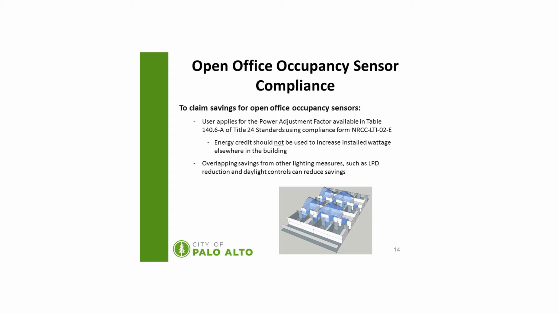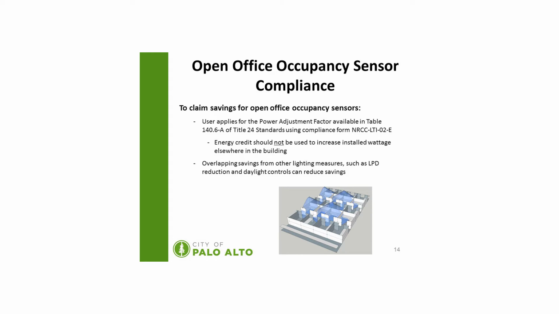So how you would show this is filling out the associated compliance form noted here and submitting that with your energy model. The one note that should be made is the nature of power adjustment factors is that by saving and implementing a lighting reduction measure somewhere, you are then allowed to install higher LPDs elsewhere. That should not happen if you are taking this as a compliance measure. You would fill out the form and then not increase installed wattage elsewhere. We calculated these savings separately, and this will have to be done on a project-by-project basis.